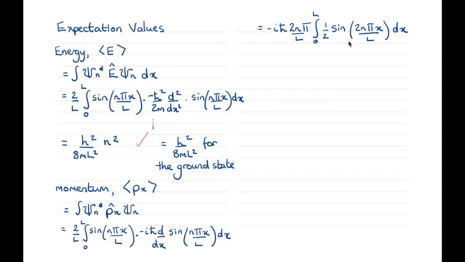And if you're careful, you will notice here immediately that this integral is just 0 by symmetry. It's a periodic function that is equally positive and negative over the range of the integration. And so you can write immediately that this is equal to 0 by symmetry for all n values, not just for the ground state.